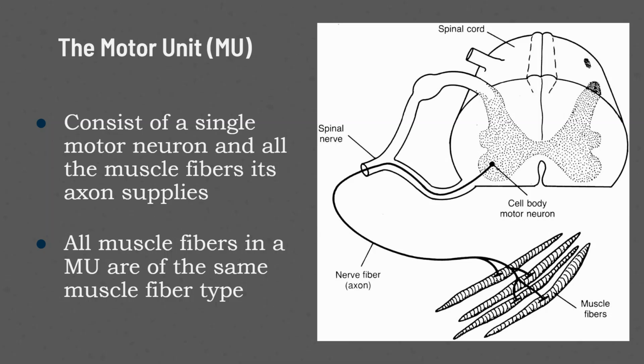All right, let's look at the motor unit. Just a brief overview. It consists of a single motor neuron and all the muscle fibers its axon supplies. So you have the spinal nerve, it's the motor neuron, so just one motor neuron, and all the muscle fibers that it activates. So it can activate one muscle fiber or 2,000, and then that would determine the size of the motor unit.